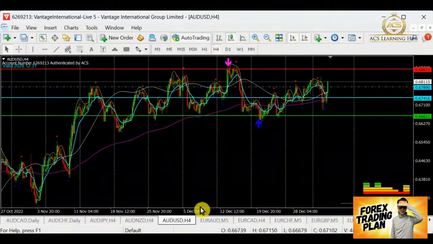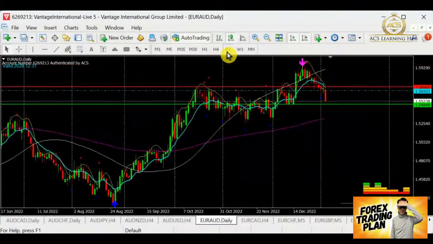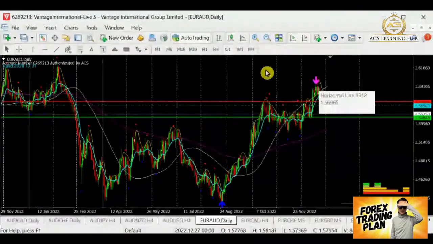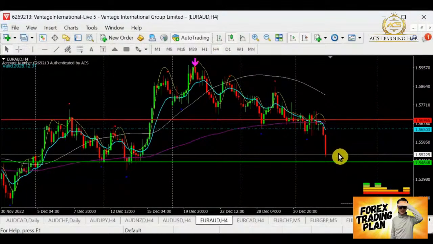For Euro Aussie, today looks like there's a selling since the bull has run up for a while and is now coming back here. For Euro Aussie, yesterday we were already looking out for selling until the support area here. As we can see, we are now pretty near to the support area.